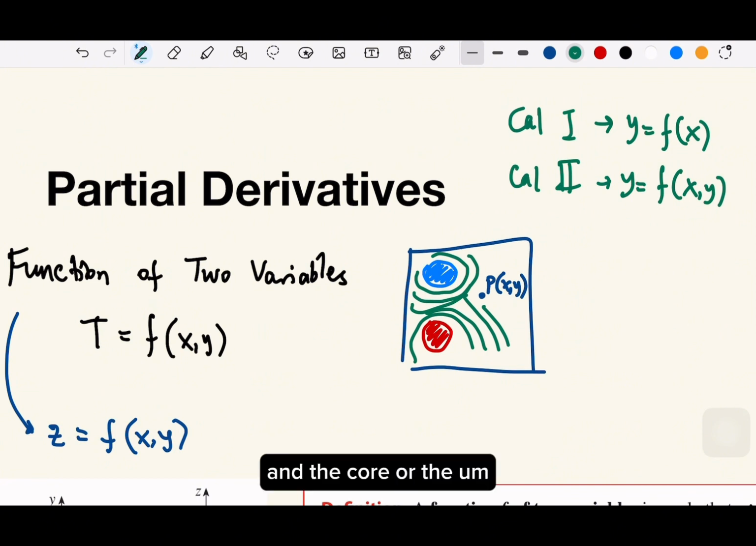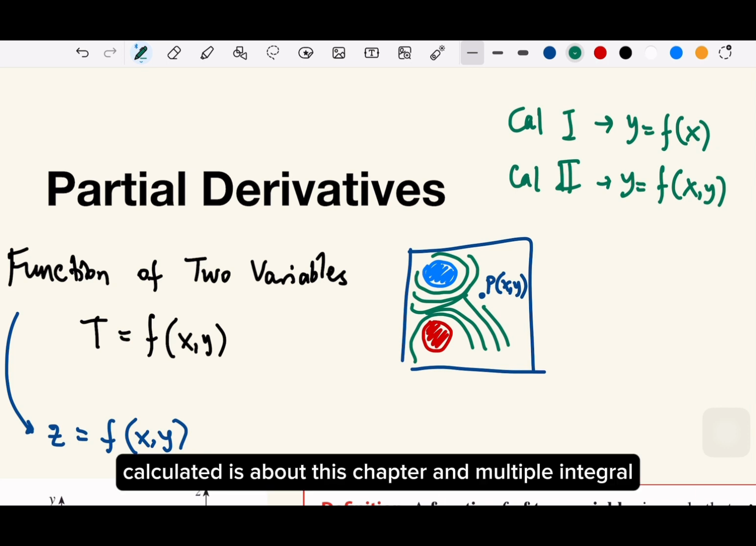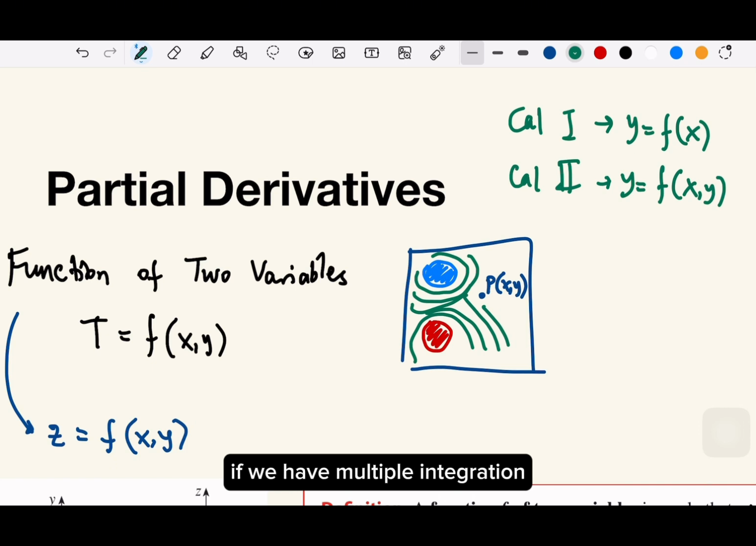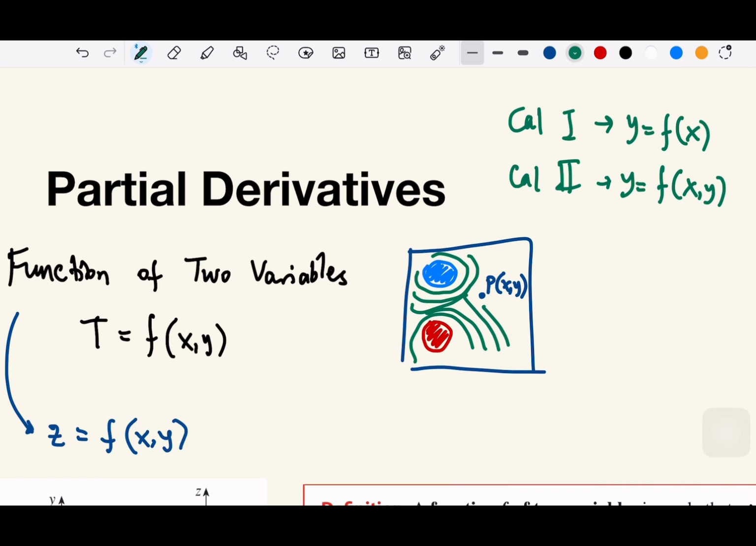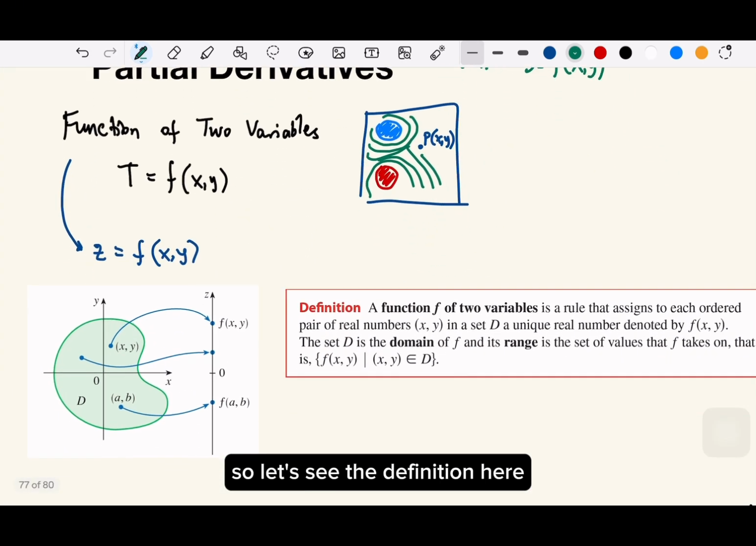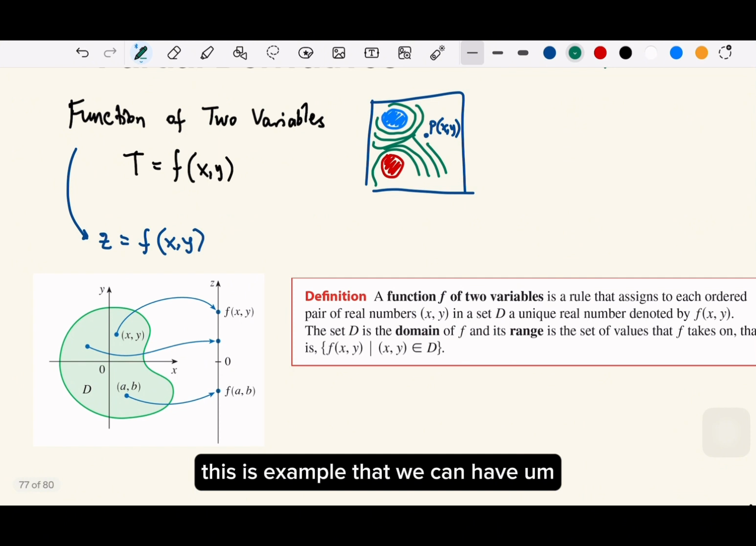And the core or the important part within the semester, calculus 2, is about this chapter and multiple integrals, okay? Because that is defining how we are going to be able to use the techniques, how to partially derive, and also if we have multiple integrations. So let's see the definition here. This is an example that we can have.